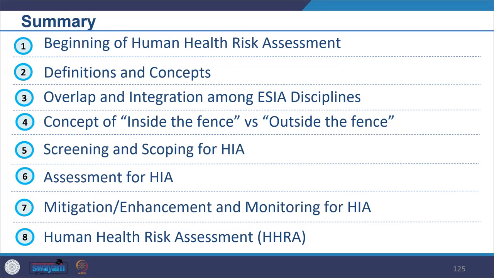So that's all we have seen for today under the health impact assessment. Summarizing what we covered today, we looked at how this health concern started and how our approach towards handling it and the details of it changed in the human health risk assessment. Then we looked at certain definitions and concepts and how it overlaps with other domains. Then we looked at what would be your study domain inside the fence or outside the fence. Then we looked at various stages of screening, scoping, and also the assessment for health impact assessment. Then we looked at some of the mitigation and monitoring for health impact assessment. And in the last, we looked at the human health risk assessment process and tried to conceptually understand it. So that was the coverage for today.